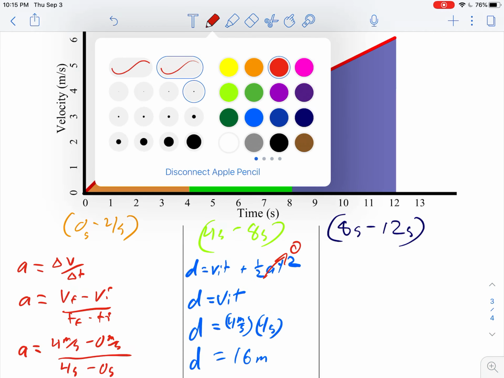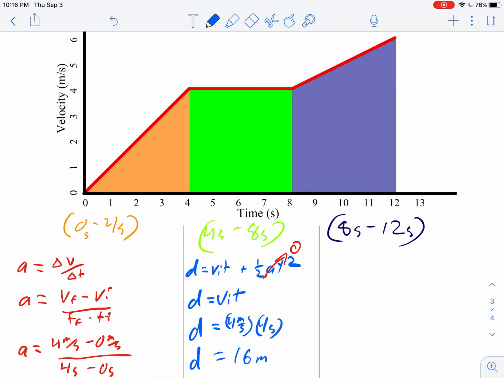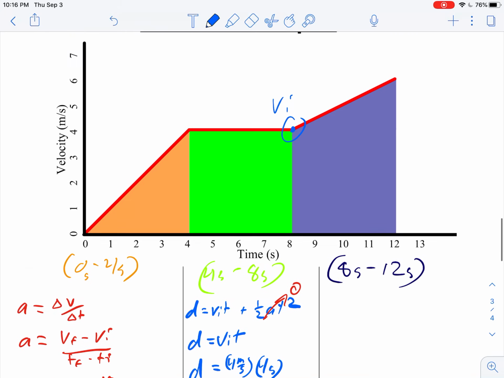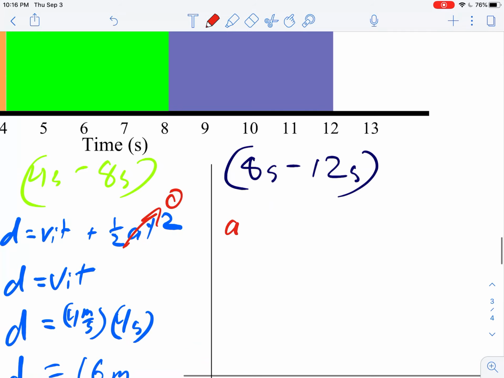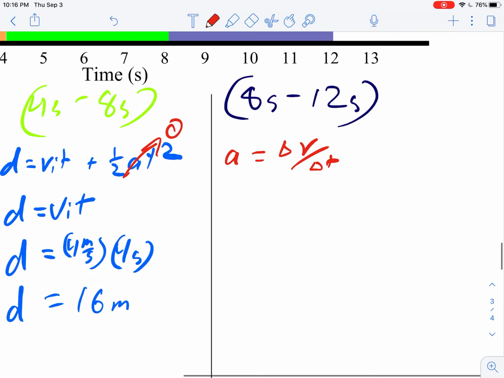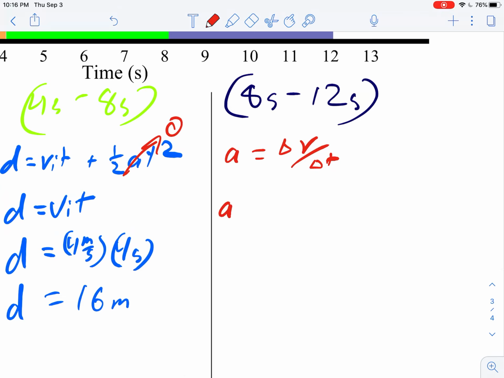So just kind of for talking points, and so that we can apply ultra mega mega 2. There's my initial velocity, and here is my final velocity. So let's compute the slope. To compute the acceleration, delta v over delta t. All right, so v final minus v initial over t final minus t initial.